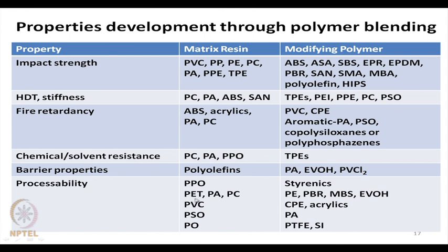Similarly, polyethylene terephthalate, polyamide, polycarbonate, their processability is modified or improved by use of small quantity of polyethylene or polybutadiene rubber or ethylene vinyl alcohol, etc. Then PVC with chlorinated polyethylene acrylics, polysulfones with polyamide, okay, polyolefins with PTFE and other polymers.